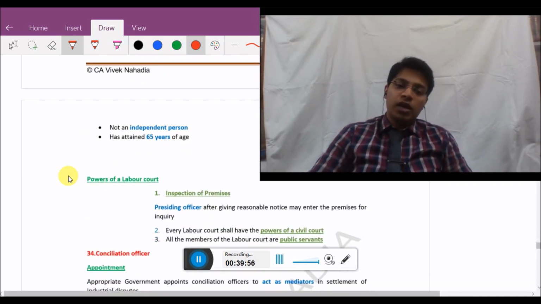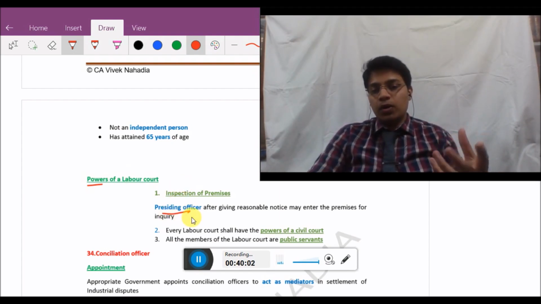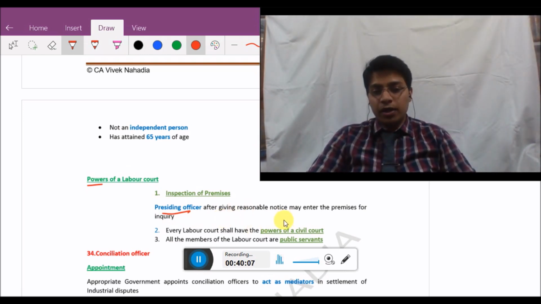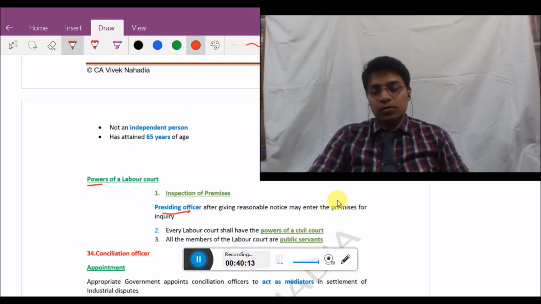What are the powers of a labor court? Inspection of premises. The presiding officer, the person we are talking about, after giving a reasonable notice, may enter the premises for inquiry. Every labor court shall have the powers of a civil court. All the members of the labor court are public servants.